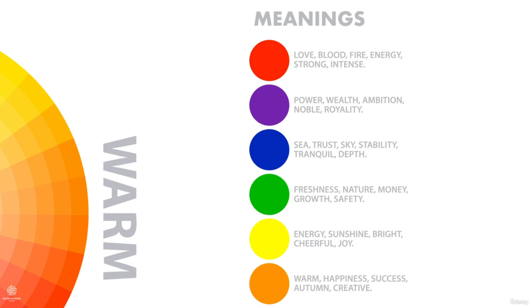So for example, red color will be resembling love, blood, fire, energy, strong or intense, while purple will be resembling power, wealth, ambition, noble, royalty. Blue will be always sea, trust, sky, stability, while green will be always freshness, nature, money, growth, safety. Yellow will be energy, sunshine, bright, cheerful and joy. And orange will be resembling warm, happiness, success and creativity. Also keep in mind that sometimes colors will have a different meaning from culture to another.